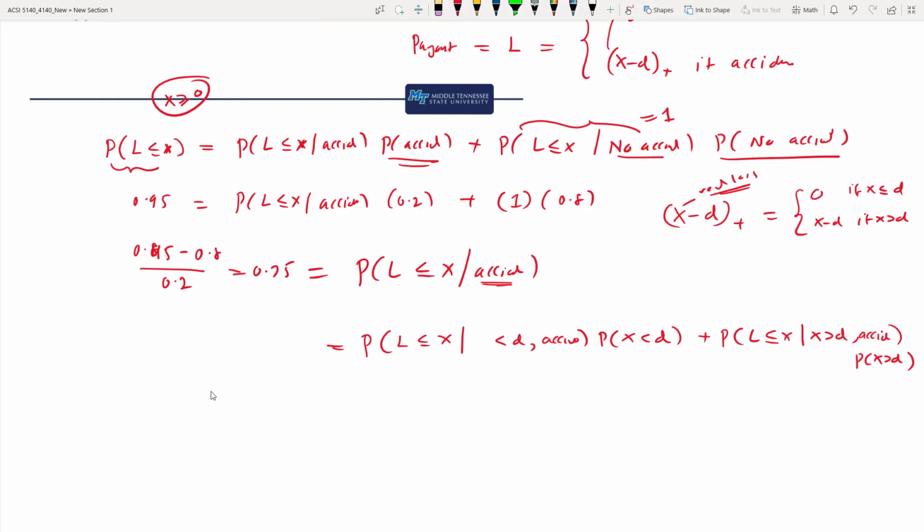So this is little x. Then this is random variable X, and this is random variable X, the real loss. This is random variable, and this is random variable, and this is little x.